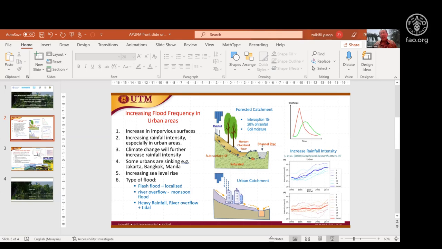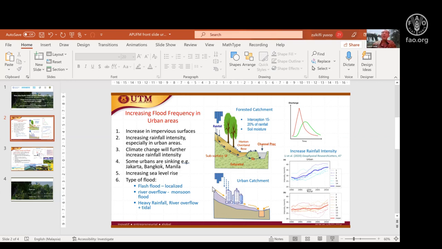Actually, I officially retired from university, but now I'm still with the Center for Environmental Sustainability and Water Security at the university. I would like to share my experience in dealing with flood, as well as some knowledge in urban hydrology as well as forest hydrology, because I started my career in forest hydrology.